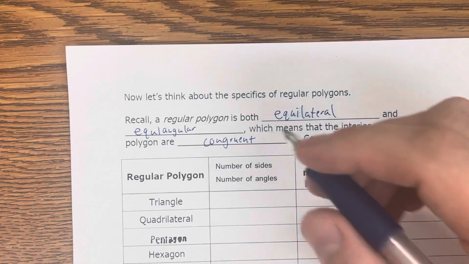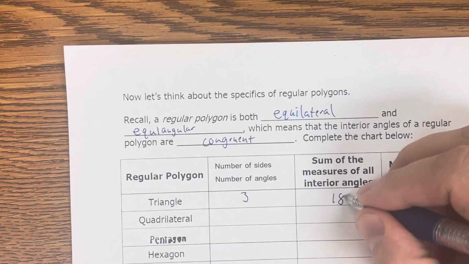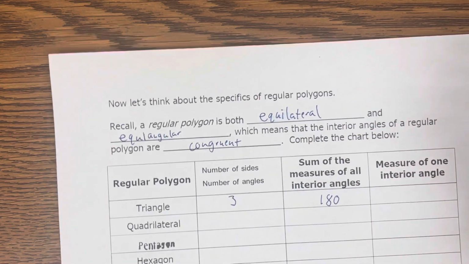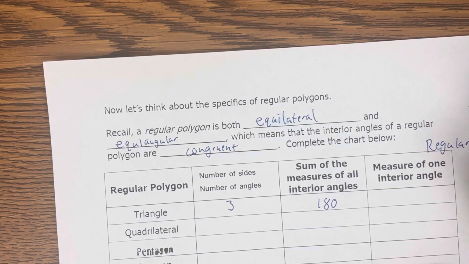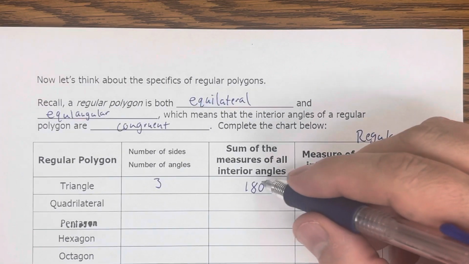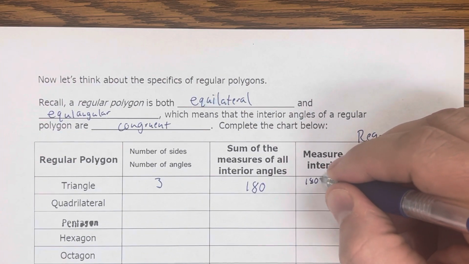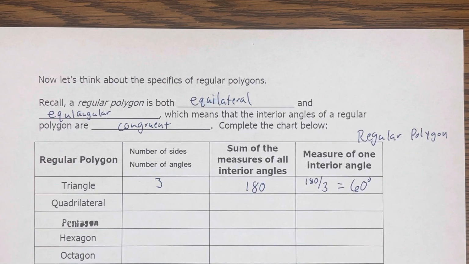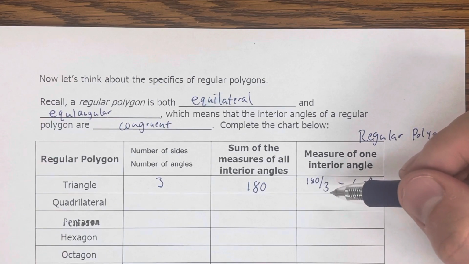So a triangle has 3 sides and 3 angles. The sum of its interior angles is 180 degrees. We should know that one, all right? So the measure of one interior angle, and again, I'm going to write down here, it's regular polygon here. All right, it's not for any, it has to be regular. We take 180 divided by 3, which is 60. And the reason why divided by 3 is because there's 3 angles. If all 3 angles are the same size, 180 has to be divided evenly by the 3 angles.